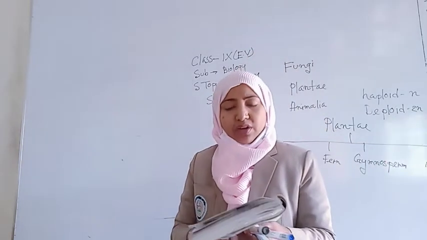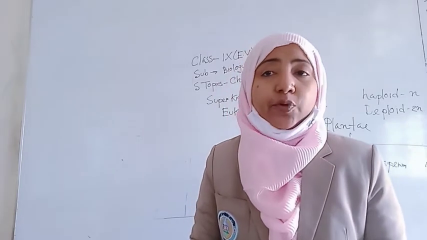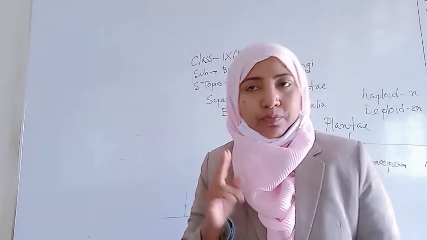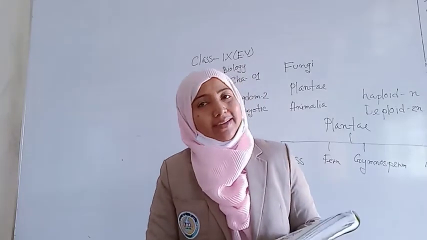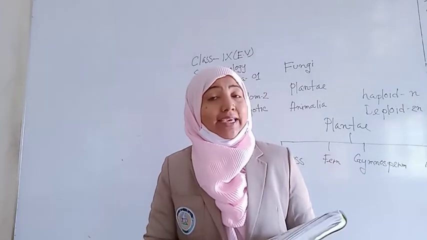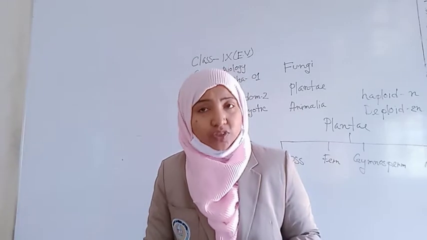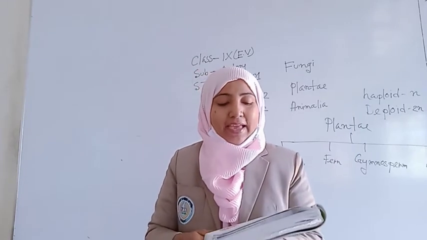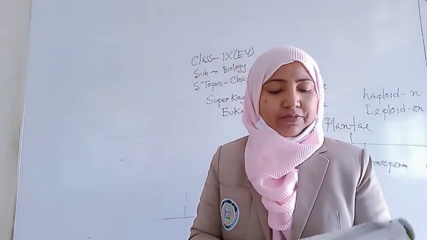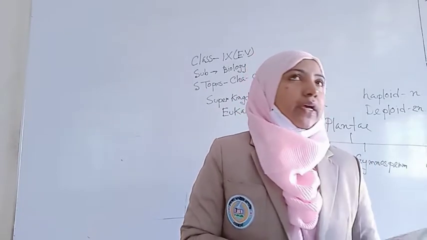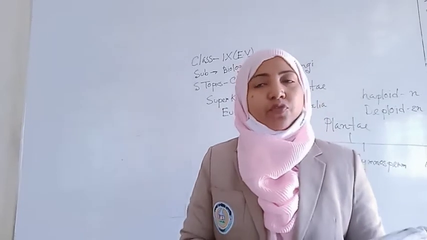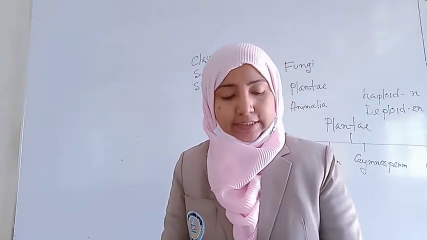They are photosynthetic and eukaryotic. So the main feature is that they are photosynthetic: they can produce their own food. Advanced tissue systems are found in them. They have xylem and phloem, which is the advanced tissue system.